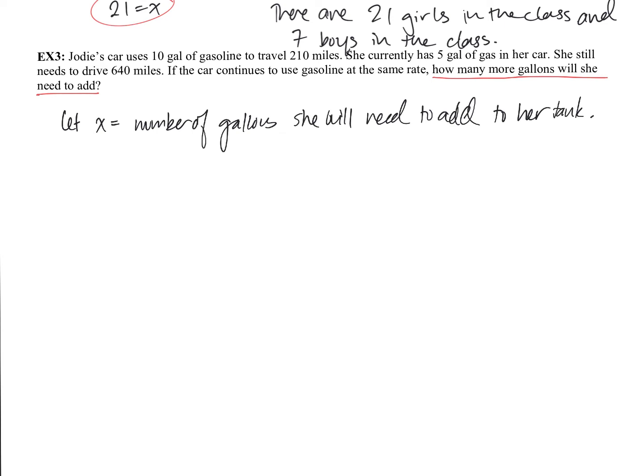Okay, so now what do we know? Well, we know a ratio. We know that in 10 gallons, they travel 210 miles. So that's my ratio. I'm comparing 10 gallons is 210 miles. So I can solve if I can set this equal to some ratio with my variable in it. Well, let's see. We know that she needs to drive 640 miles. Okay, so I can go ahead and use that. 640 miles. How many gallons of gas does she need for that? We don't actually know. That's what we're trying to figure out, right?